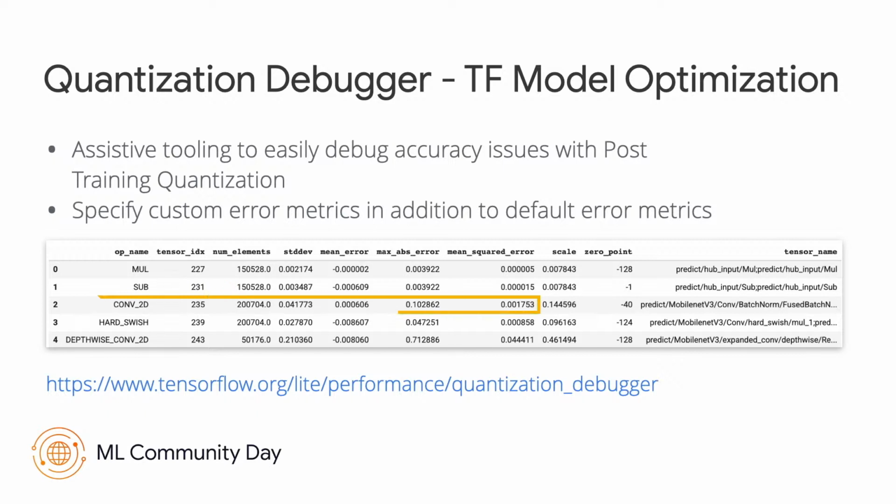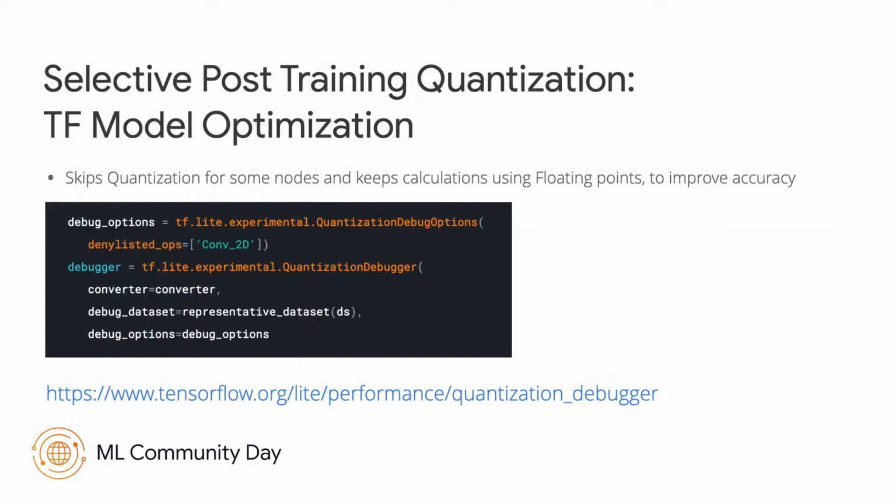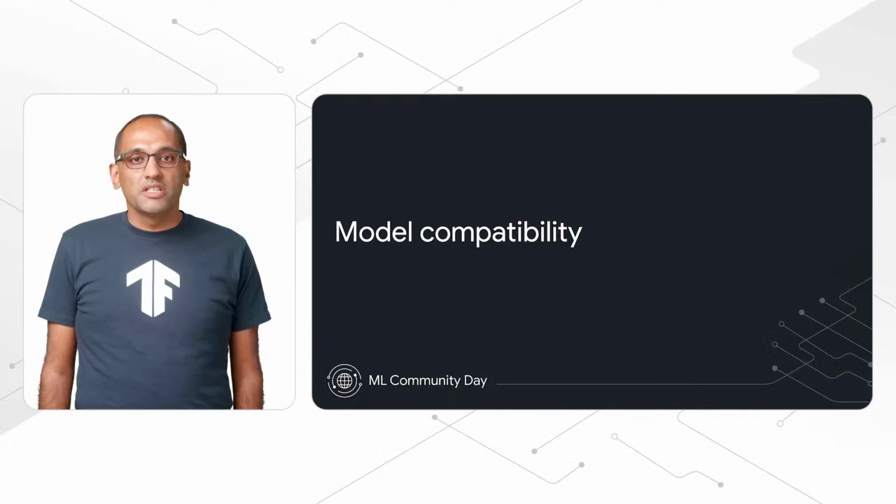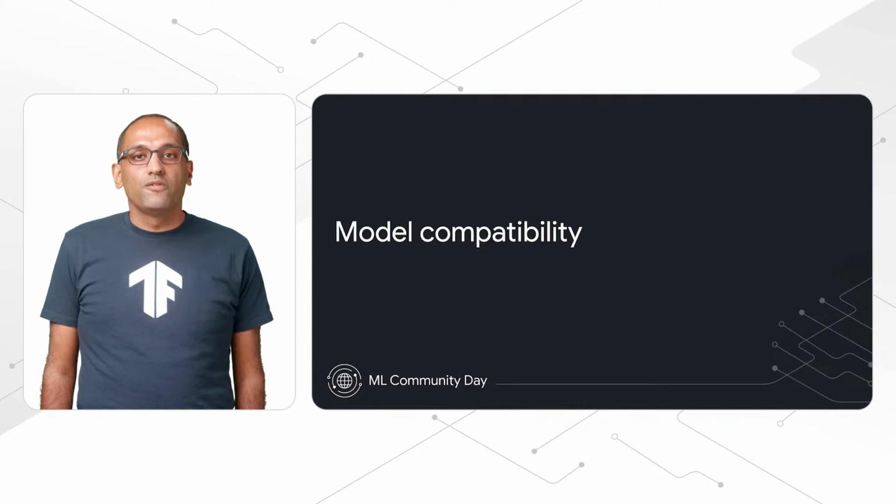You can easily identify the layers that have the largest error metrics by viewing the Quantization Debugger's output. Once you have identified the problematic layers, you can skip quantizing these layers using selective quantization, potentially resulting in a model with higher accuracy. In order to run a model on device, you first need to convert a TensorFlow model to the TensorFlow Lite flat buffer format.